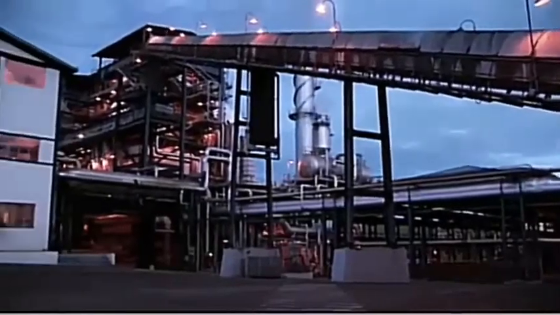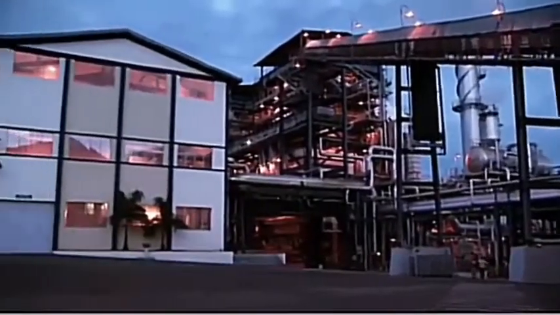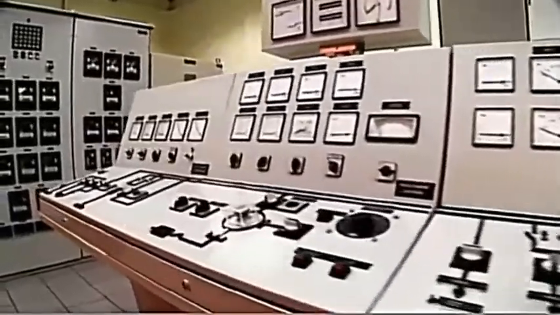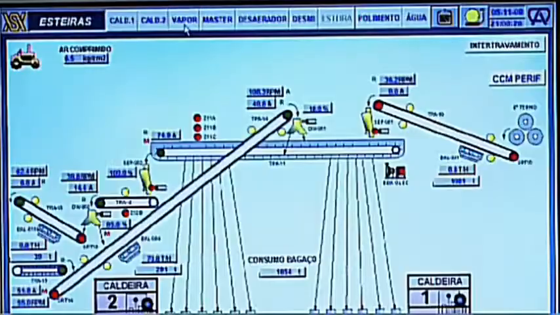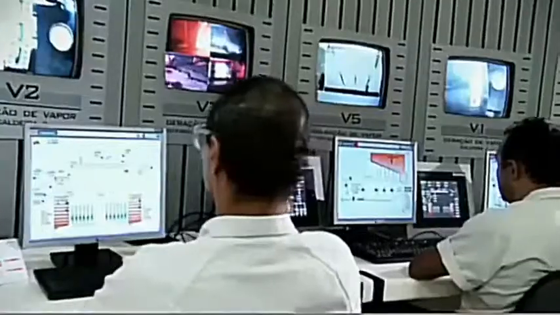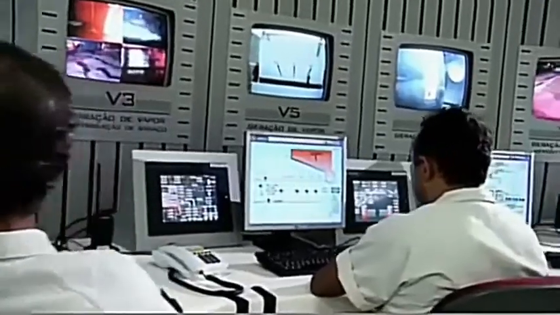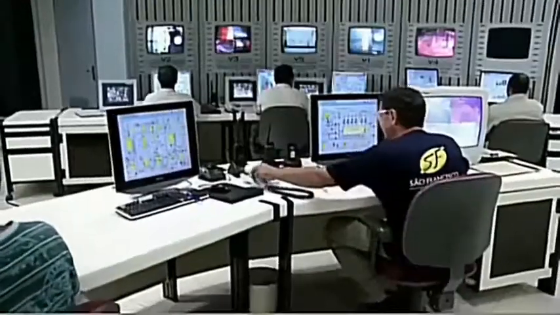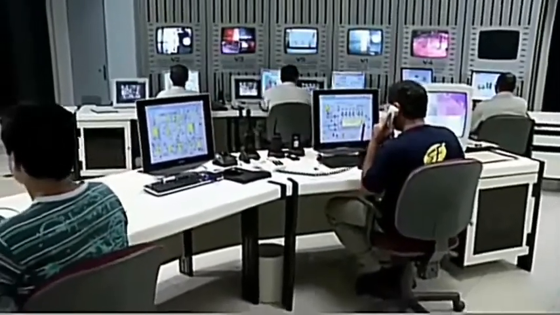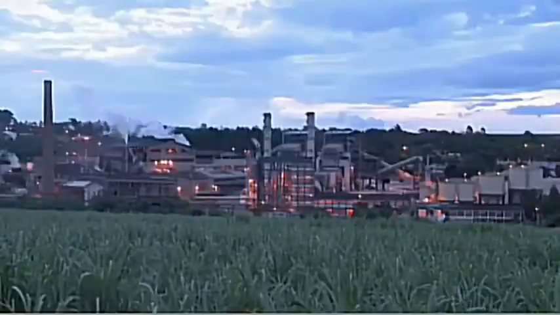A system of conveyor belts transfers the bagasse from its storage area to generate renewable electricity, or bioelectricity. Control centers equipped with the latest technology monitor the electricity produced, utilized, or exported by the mill to national distribution grids.